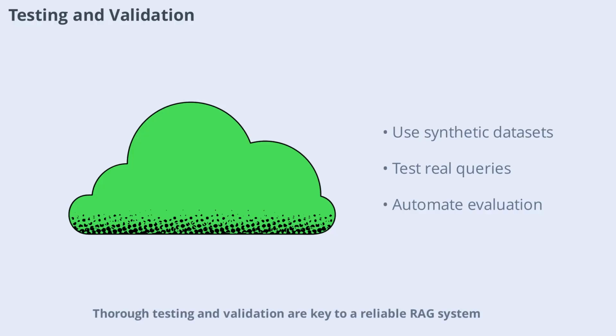Thorough testing and validation are key to a reliable RAG system. Use synthetic datasets, real-world queries, and automated evaluation frameworks to ensure your pipeline performs as expected. Regular validation helps catch issues before they impact users.